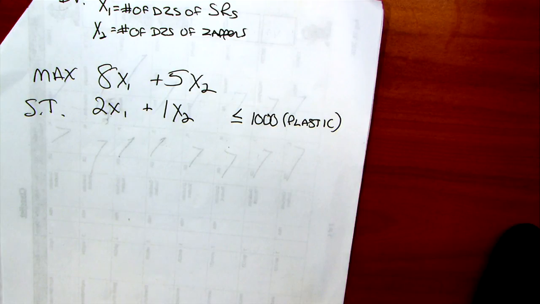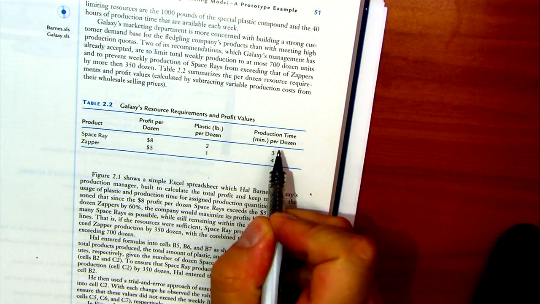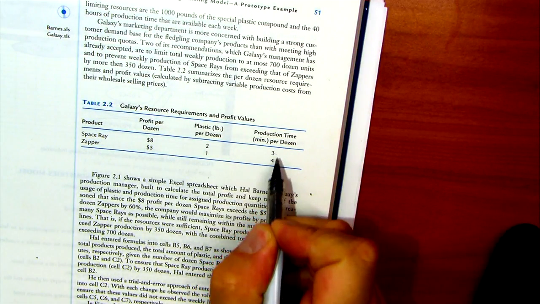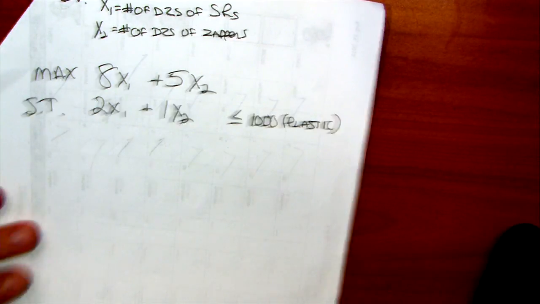What else do you see holding us back? Yes, sir. The space rays have to be less than or equal to zappers plus 350. Okay, let's hold off on that one. That's a discretionary marketing constraint. Let's go to the other physical constraint, right? What's the other physical constraint? Yeah, we have people, right? People and material. So if we look at the table, it says, all right, production time, every dozen space rays takes 3 minutes. Every dozen zappers takes 4 minutes. So let's do this.